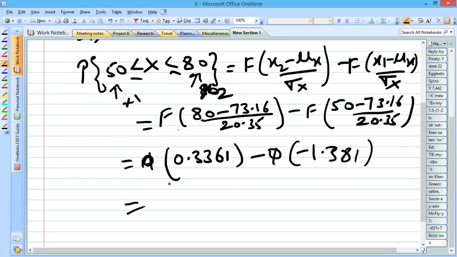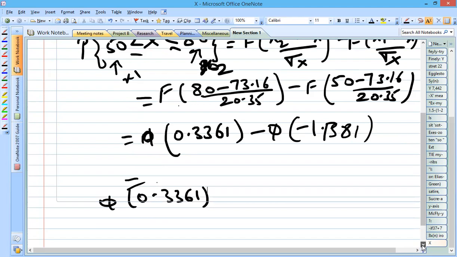So now, using the tabular column from Appendix D. In Appendix D, you have the values given for the Gaussian random variable, right? From that, you need to get the value of phi of 0.3361. So using the interpolation method, you need to get the answer.